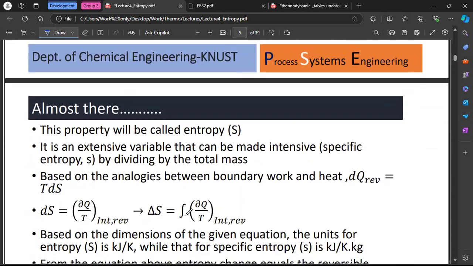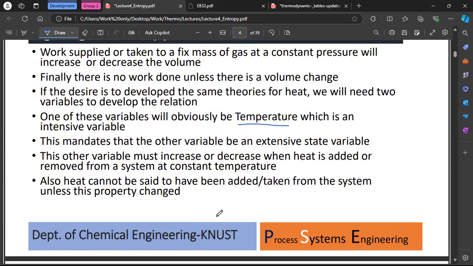So what we can say at the end of the day, let me write it here, is that just as we had dW equal to minus PdV, we can say that the change in heat, dQ, should be equal to T, which is going to be our intensive variable, times a change in something. That something is what we are representing with entropy. It has the symbol S. So for us to say that heat has been transferred, there has to be a change in entropy. Now it is looking similar to what we did for the change in work being equal to minus PdV.